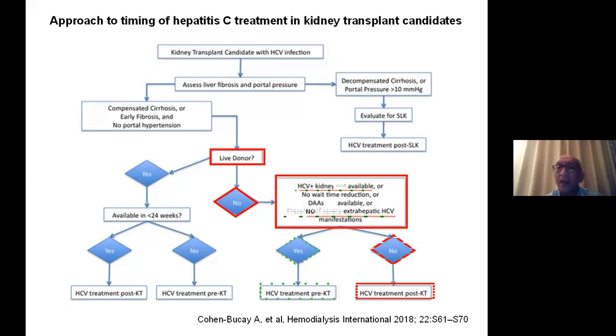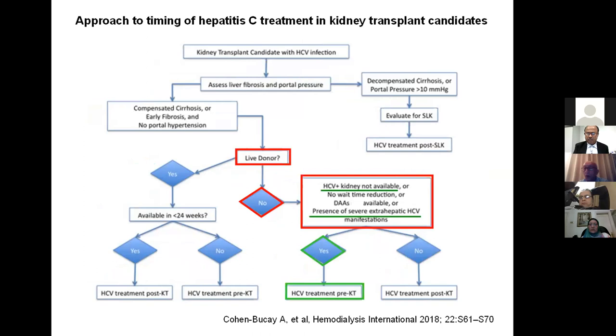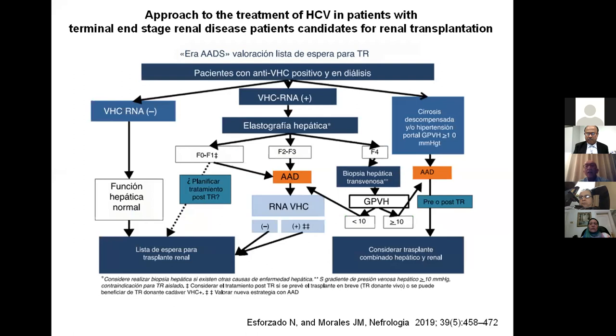But if we have no available positive kidney and there are extrahepatic manifestations, it's preferable to treat the patient before kidney transplantation and later on put him on the waiting list. And this slide considers the situation of the recipient himself according to his liver pathology.